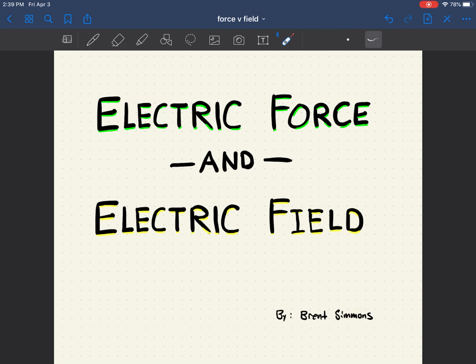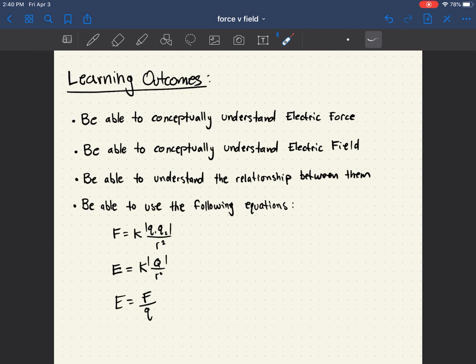I'm going to talk a little bit about the relationship between the electric force and the electric field. There are other students who have been focusing more on electric force and electric field respectively. They go way more in depth than I will be going into today. I'm purely focusing on the relationship between them, but I will go into some fundamentals of each thing just so we can get a grip.